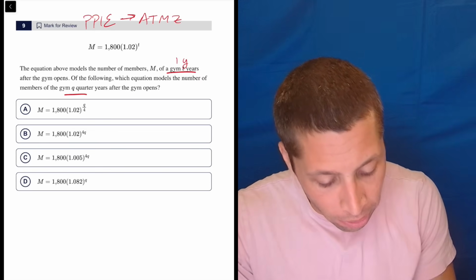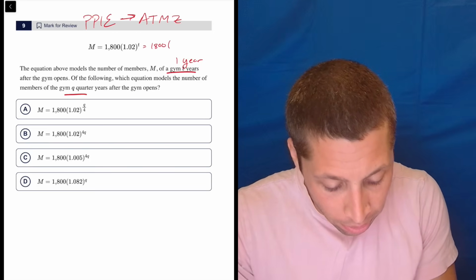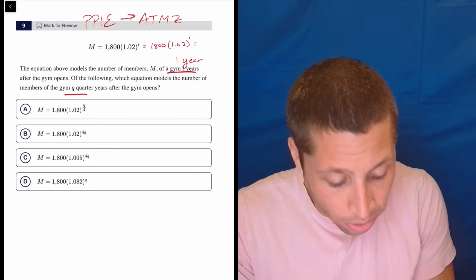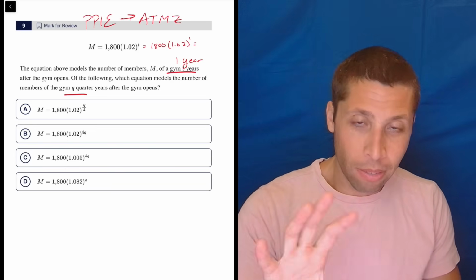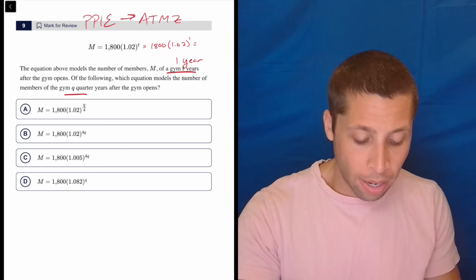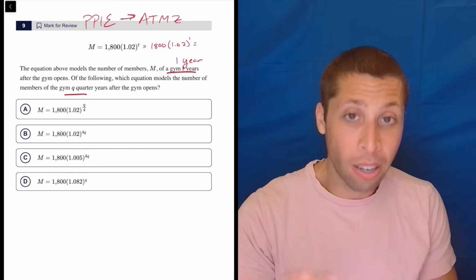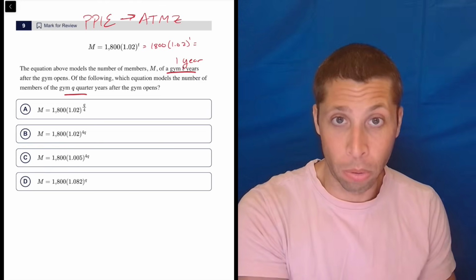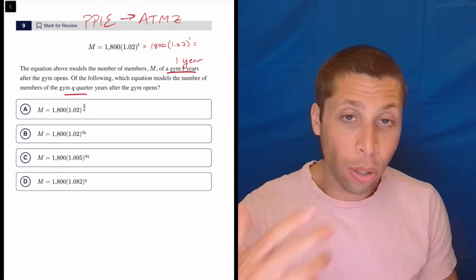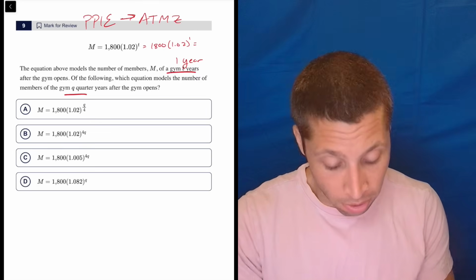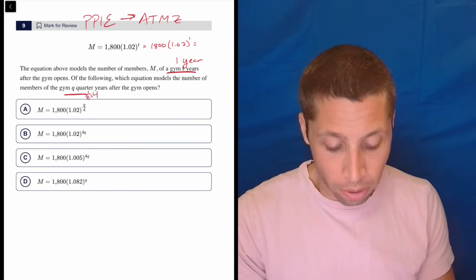Let's make it so that 1 year is going by, right? So that would mean we have 1800 times 1.02 to the first. I could put that in the calculator and actually get a number, or I can just leave it at that for now. The right answer is also going to multiply 1800 times 1.02 to get me the total number of memberships after a year has passed. And how long is a year in quarters? Well, it's 4. So this is going to be Q equaling 4, right?